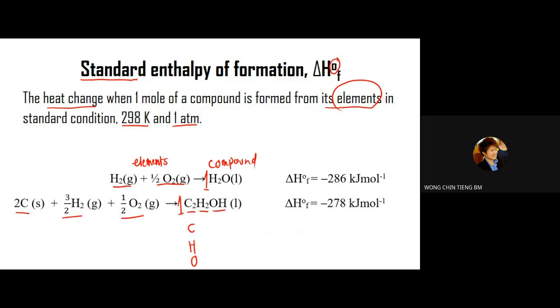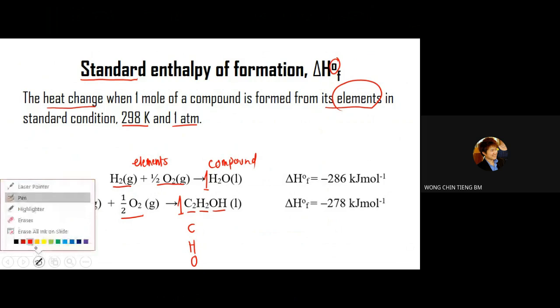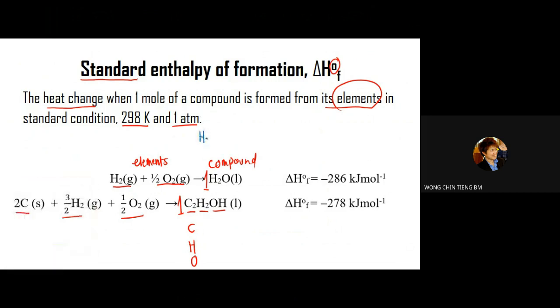We go for another one that is quite basic and simple. What happens if I'm having sulfuric acid? What elements will make up this sulfuric acid? Hydrogen, sulfur, oxygen. The ones that make it up are hydrogen in the form of gas. Hydrogen is always a gas. Sulfur, a solid. Oxygen, a gas. And balance the equation, so that one mole sits on the compound. So, balance everything.